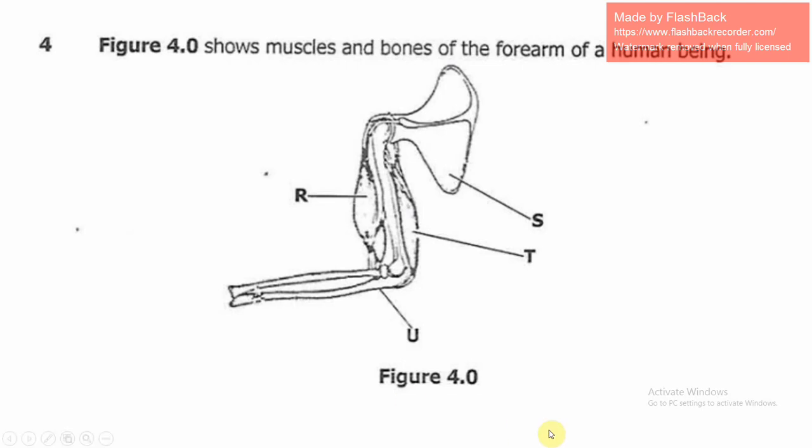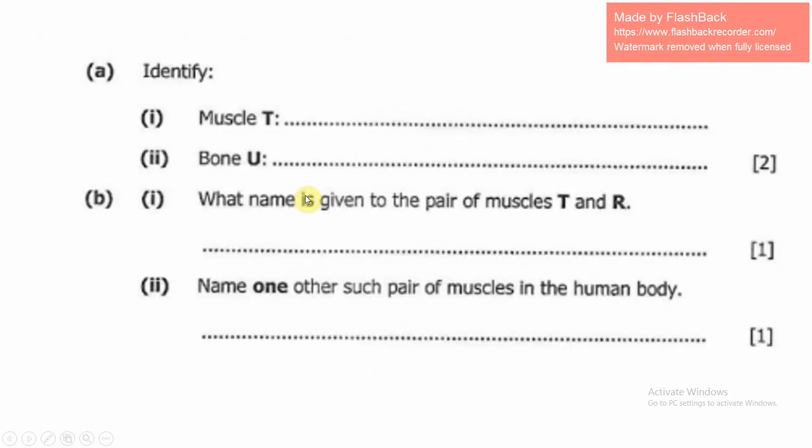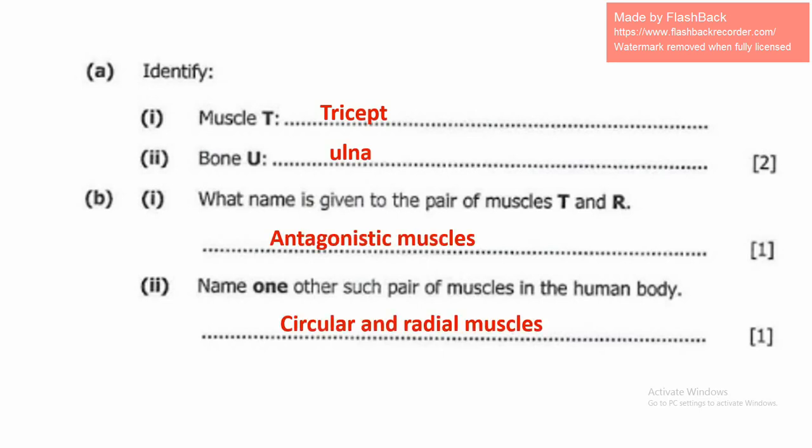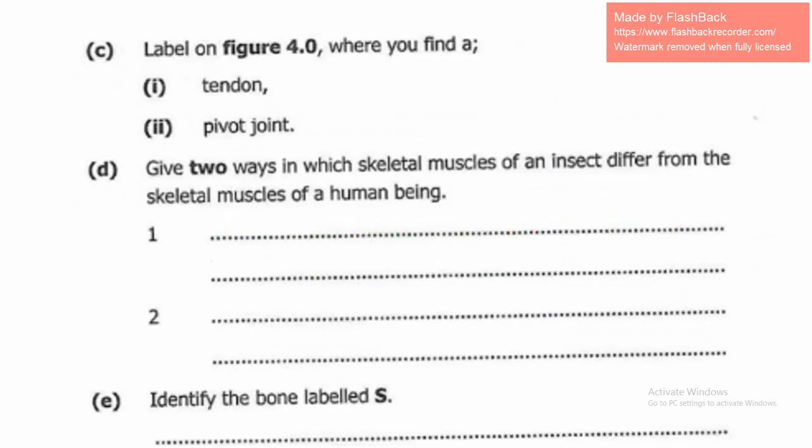Okay, so here at the elbow, this is where we label our pivot joint. Then the tendon here or there. Okay, that is it. Let's proceed to the other question. Okay, all right, so we have answered question C, number 1 and number 2. Let's go to question D.